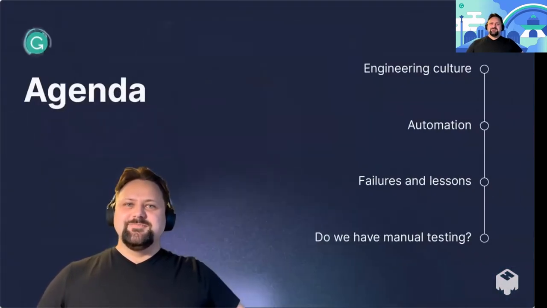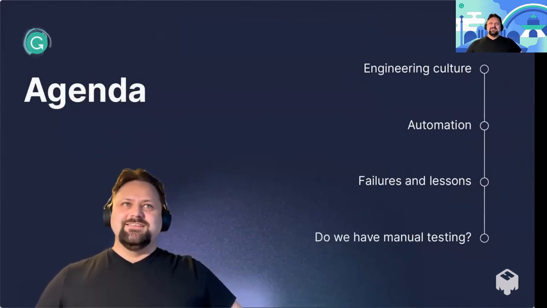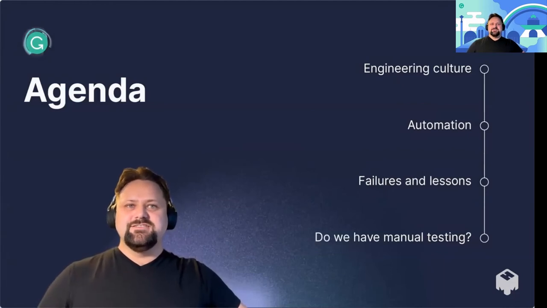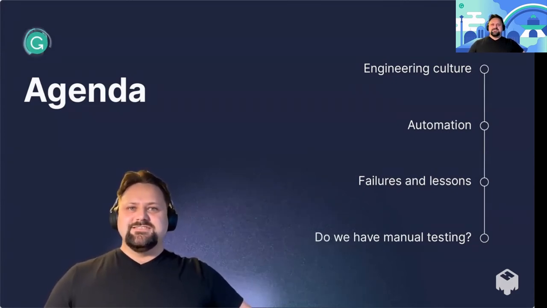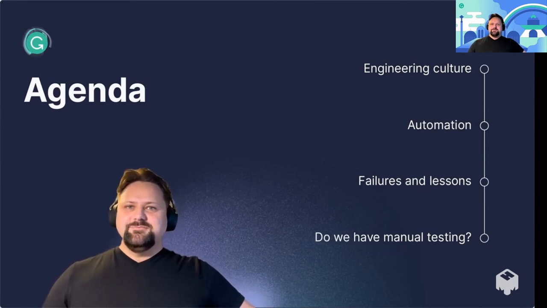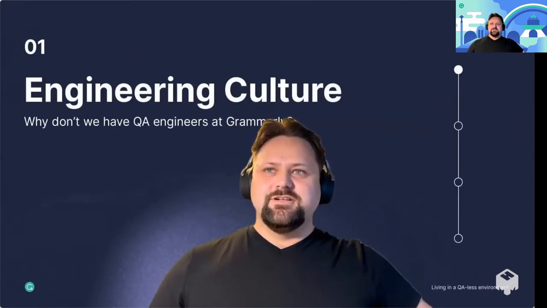Since you already know a little about me, let's get straight to the business. Today, I'll give an overview of why we chose to keep all of the testing processes in the engineering team's hands. And then we'll talk through the things we've automated so far. And after that, there is a fun part. We'll speak about some shameful failures we have faced and the lessons we got from them. And I'll keep the intrigue about manual testing till the end of the story. So let's begin with engineering culture.